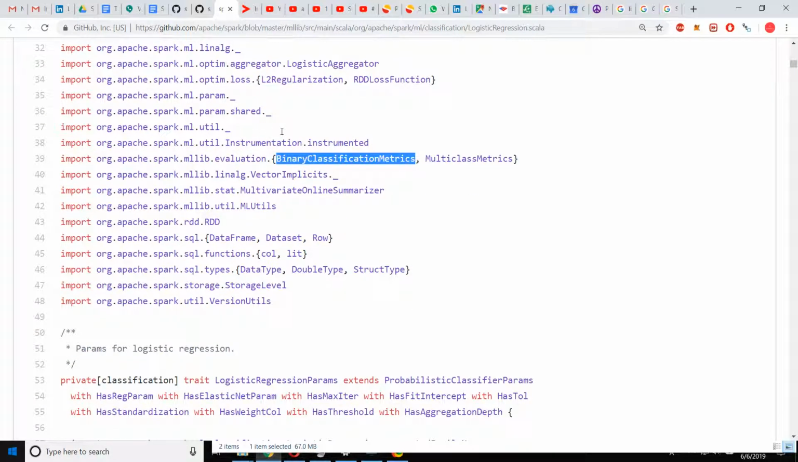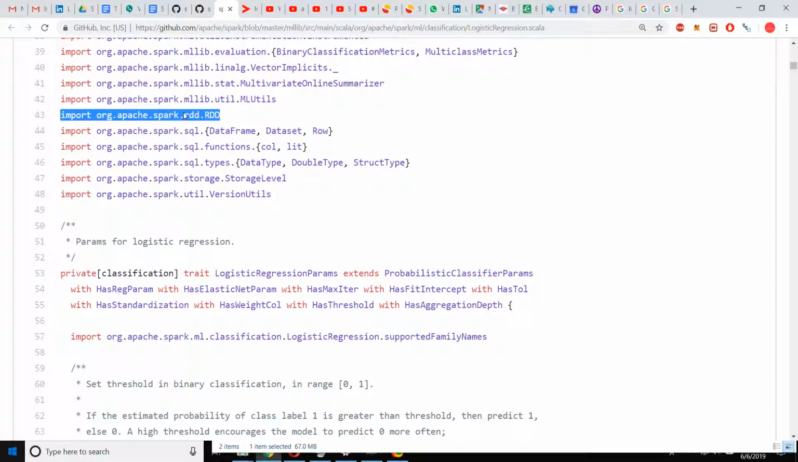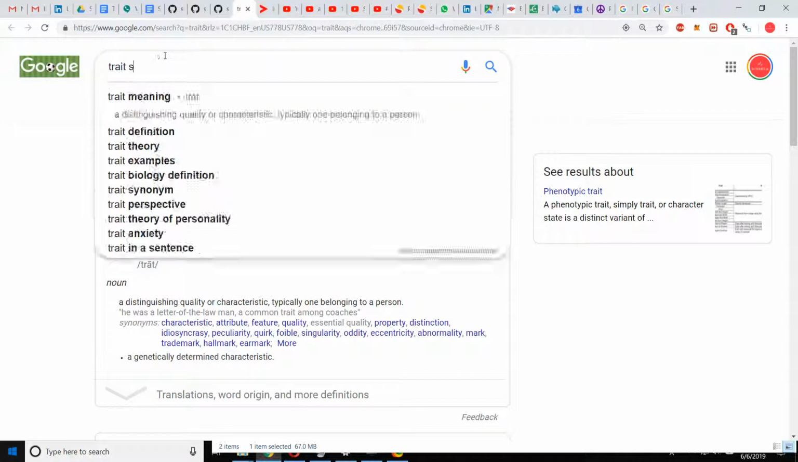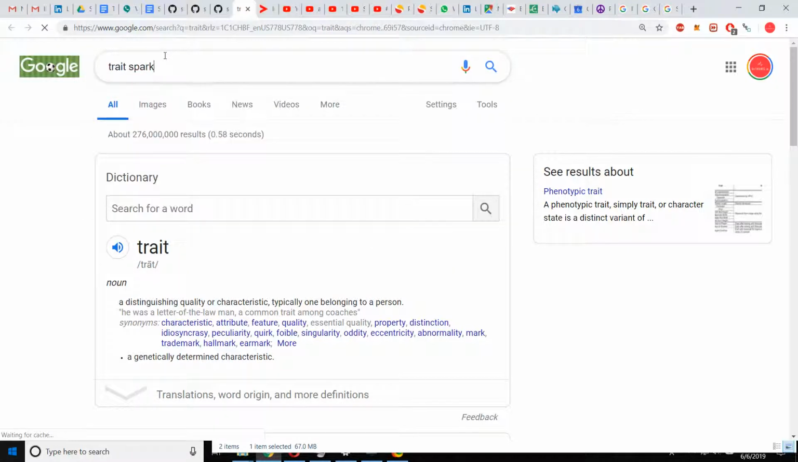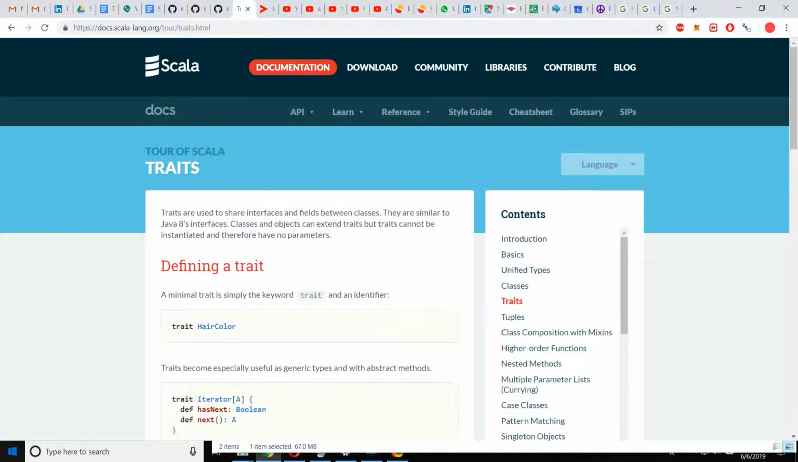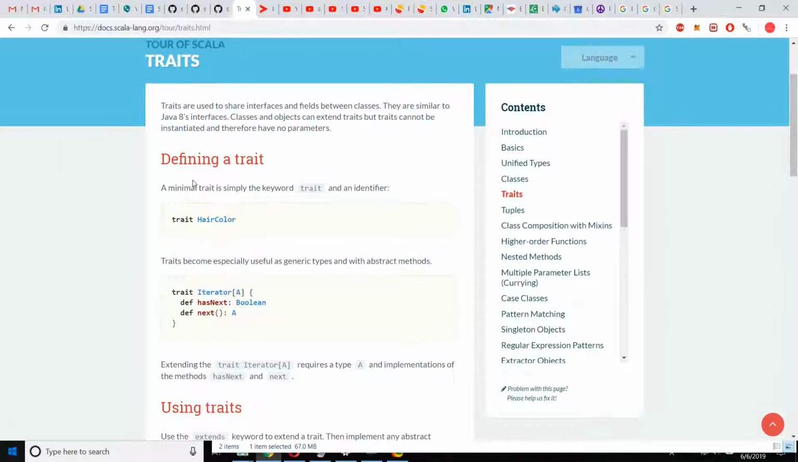Binary is when you have only two classes, 0 and 1, but you can also have multi-class. Then you have RDD datasets. Now you have to look at the parameters for logistic regression: private, trait, and extends. So you have to know what a trait means in Scala. Traits are used to share interfaces between classes. They are similar to Java interfaces.